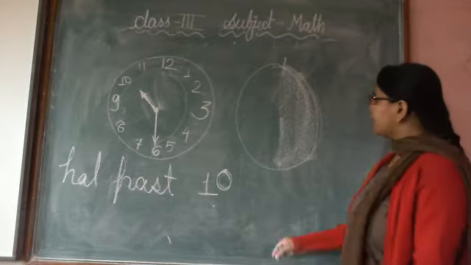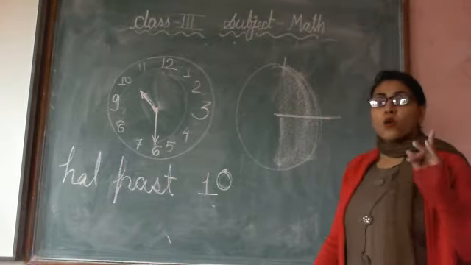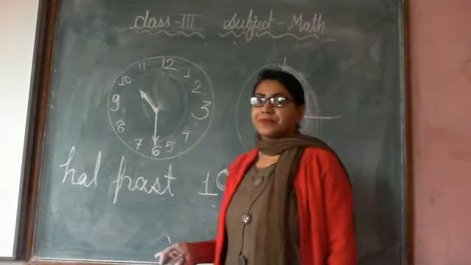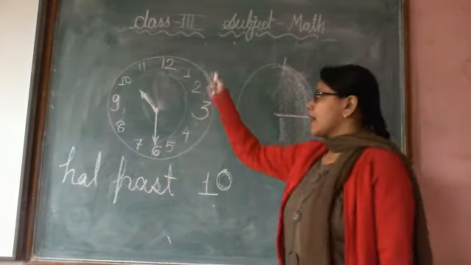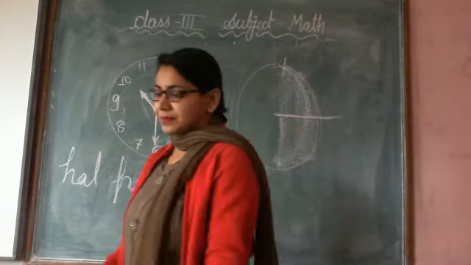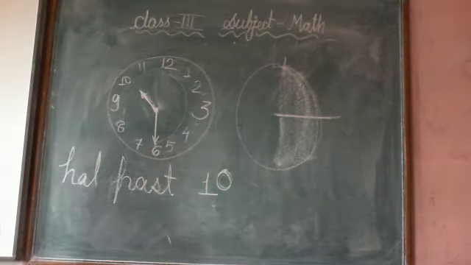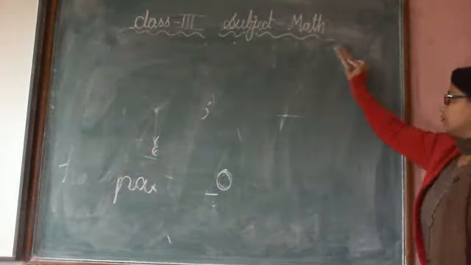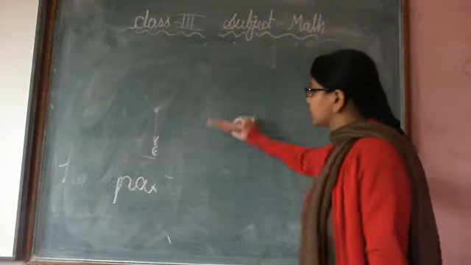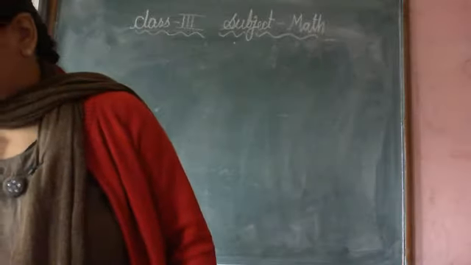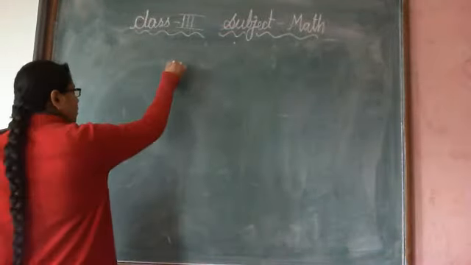See, very simple. If the minute hand has passed quarter part, we will write quarter past and whatever the time. And if the minute hand has passed half part, then we will write half past. How simple it is? Okay, so let's learn one more concept. Let me draw the clock one more time.